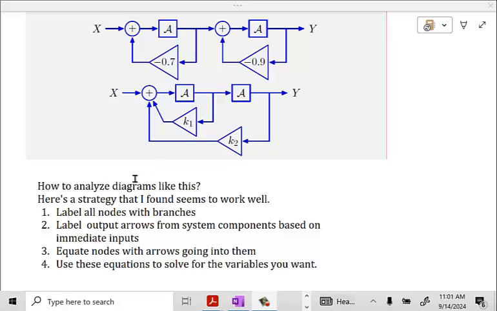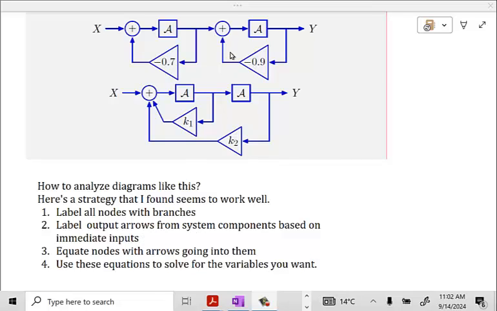Okay. Now, number two. Label output arrows from system components based on immediate inputs. Now, what do I mean by a system component? Well, this is a system component. It's a multiplier. Multiply by minus 0.9. What's an output arrow from this system component? Well, that's the arrow out this way. You can see that each system component has one output arrow. Right? So that's unambiguous.